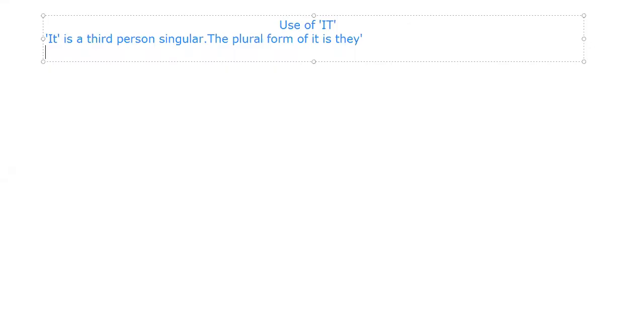So we are starting with the use of it today. Now, it is the third person singular. The plural of it is they. So how do we use the plural? We say it is they.